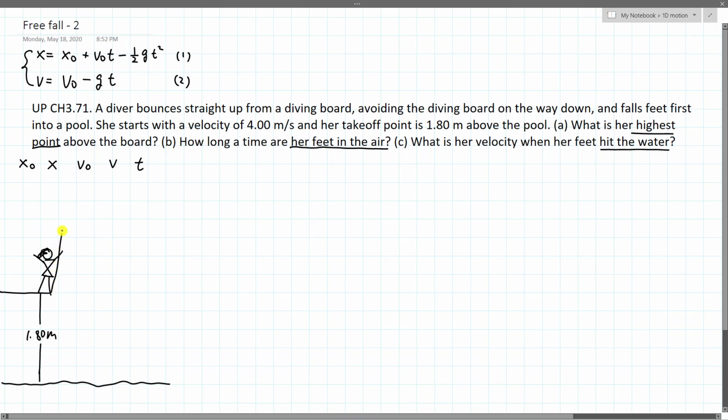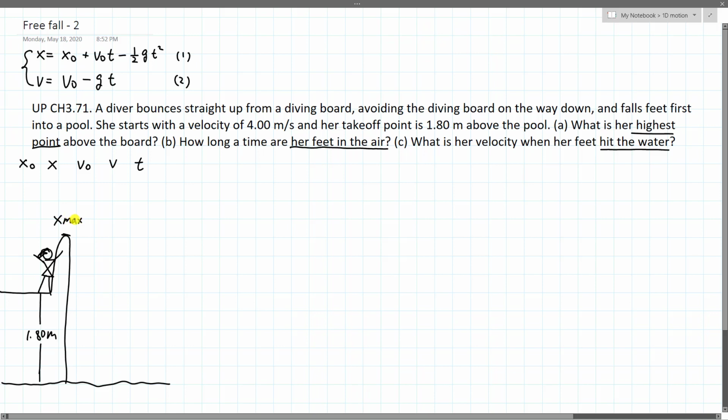She jumps up, comes down, feet down first. Well, let's maybe redraw this. I don't think her feet can go up that high. Let's be a little more realistic. So maybe her feet go up this high and come down and hit the water. So that's where her feet contact the water. So this is the highest point, right? This is the highest point. So I can call this x max.